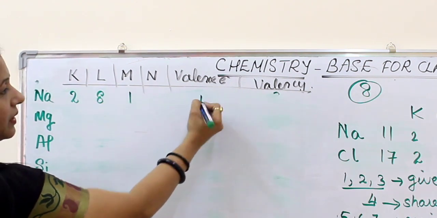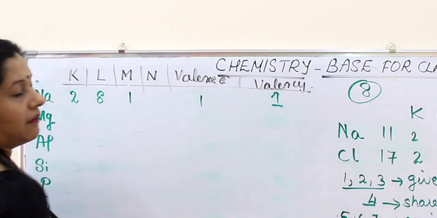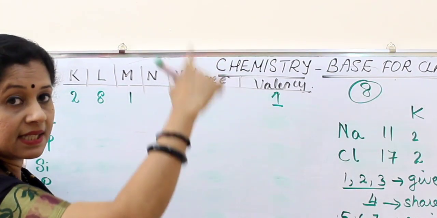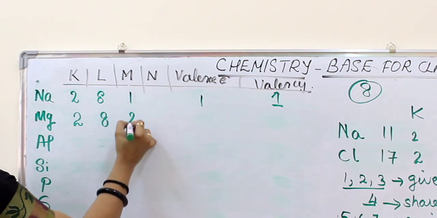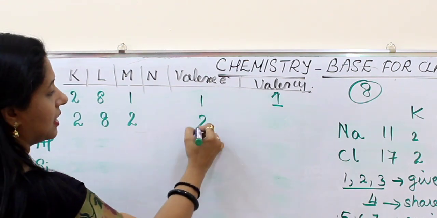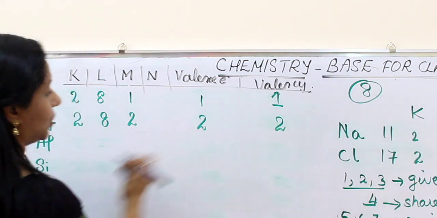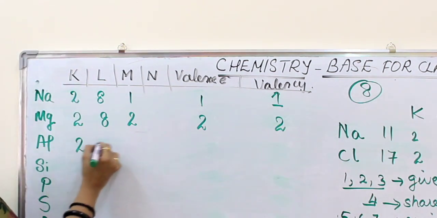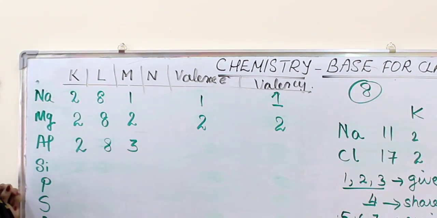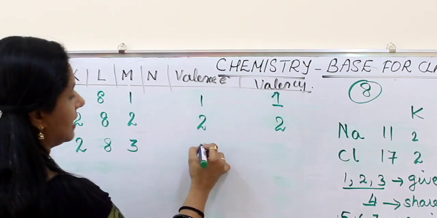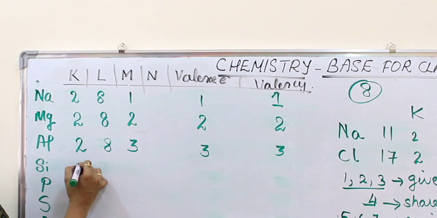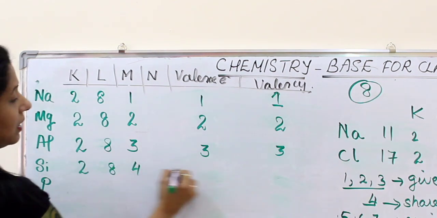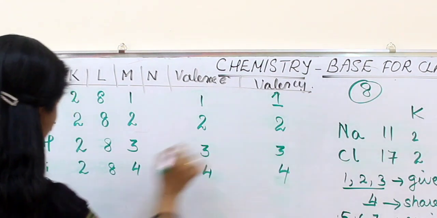So valence electron is 1, valency is also 1, because we reached up to 0, now we have to again start from 1. Magnesium 12, 2, 8, 2. Valence electron is 2, valency is also 2. Aluminium 2, 8, 3, 13 is the atomic number. Valence electron is 3, valency is also 3. Silicon is 14, 2, 8, 4. So 4 and it will share 4.